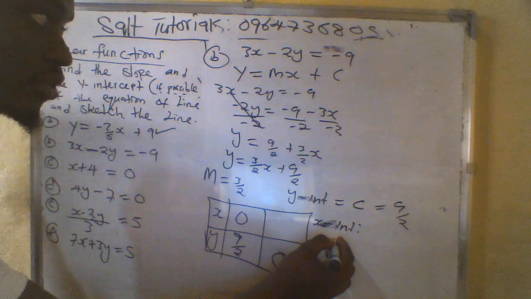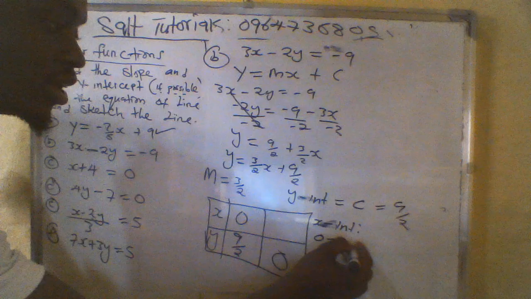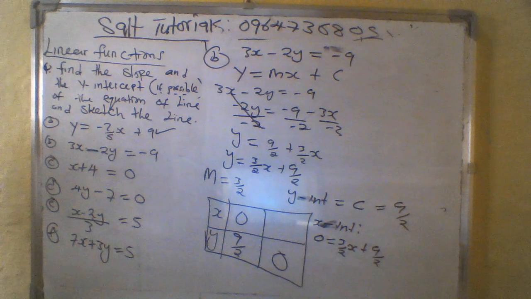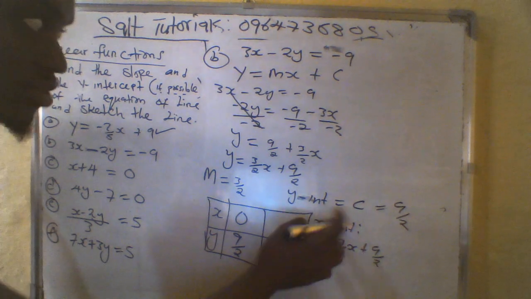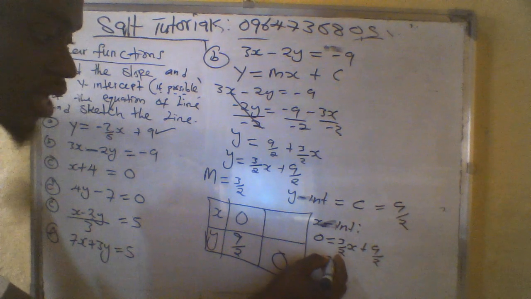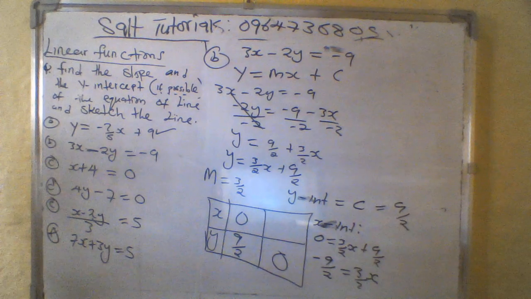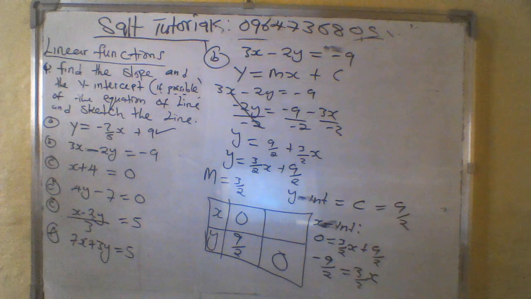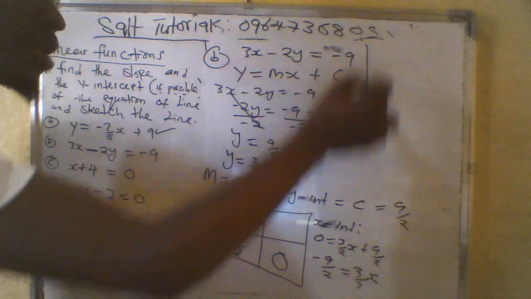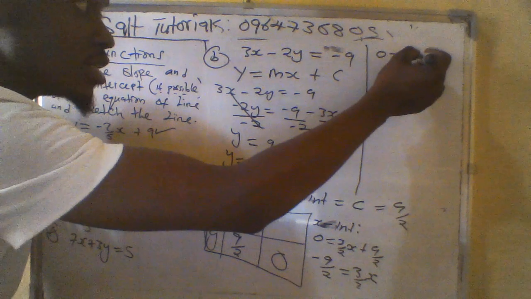y equals 0, to be equal to 3 over 2 x plus 9 over 2, so that I can have this going to the other side, it becomes -9 over 2 equals 3 over 2x. If I multiply throughout by the reciprocal of that, so maybe let me just try to break it down from here. I'm simply saying 0 is equal to 3 over 2x plus 9 over 2.